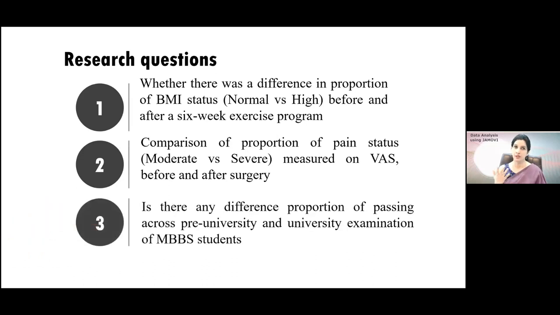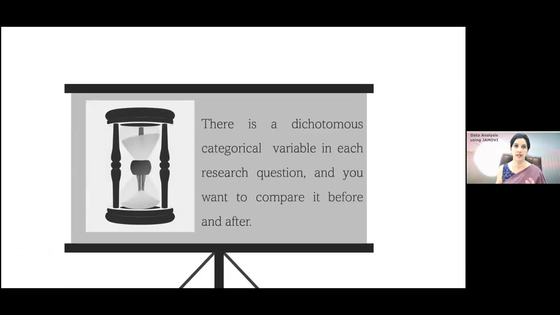Or you can look at any difference in the proportion of passing students in the pre-university and university examination of the MBBS students. So you will see that the set of individuals is the same. In the first case also, you are measuring it before and after a 6 weeks exercise program. Here also you are measuring before and after surgery. Here also they are the same individuals, before pre-university and university examination. So in all these cases, what have you observed? That there is a dichotomous categorical variable and you want to compare it before and after.